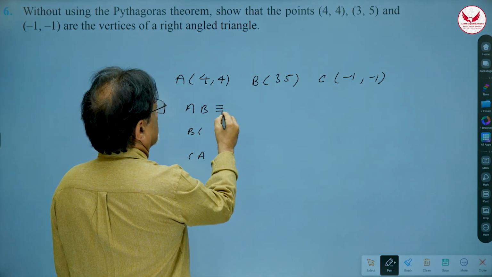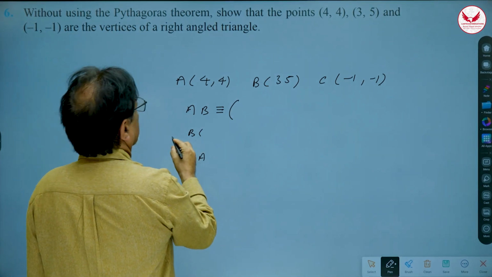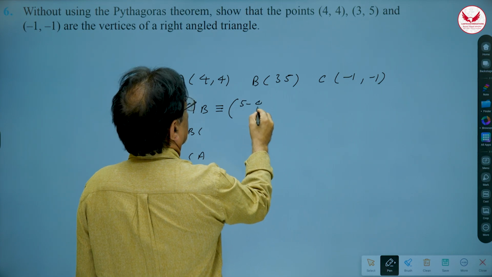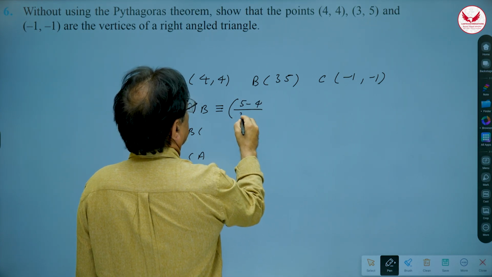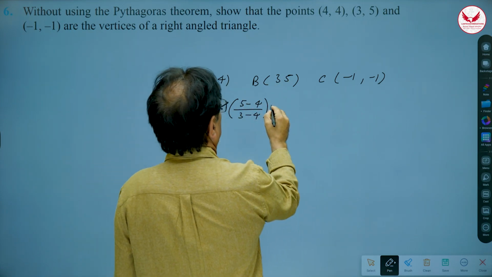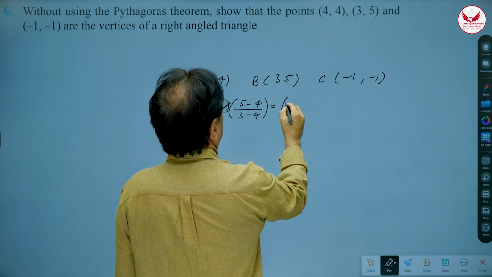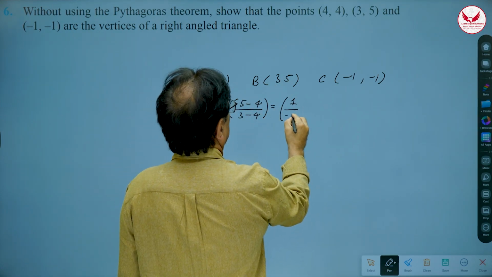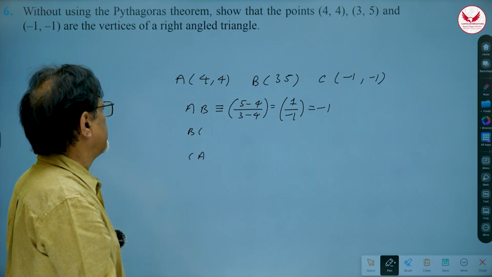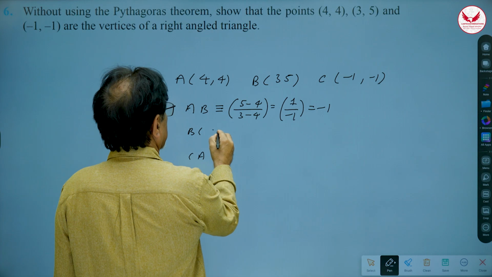So my job is very simple. Slope of AB is what? Slope of AB is 5 minus 4 divided by 3 minus 4, which comes out to be 1 upon -1. Therefore, the slope is -1. Fine. Then find out the slope of BC.